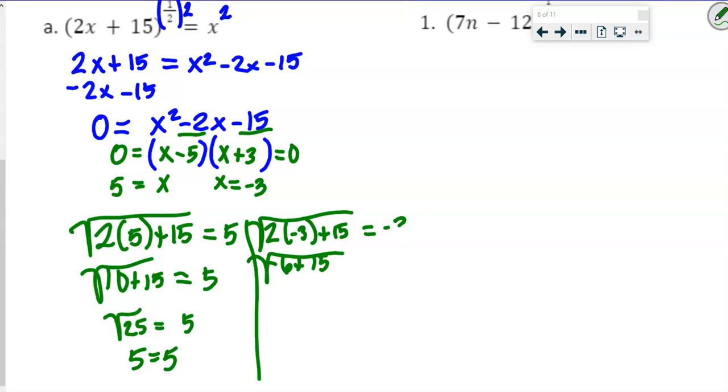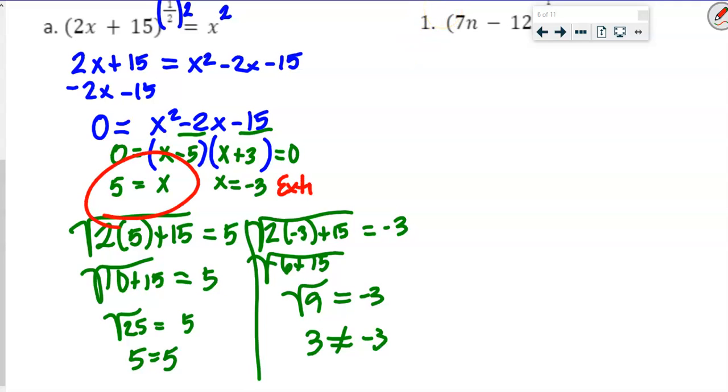And again, that's got to be equal to negative 3. So this is going to be the square root of 9 equals negative 3. No, 3 does not equal negative 3. So once again, this is our answer. This one was an extraneous solution. Okay? All right.